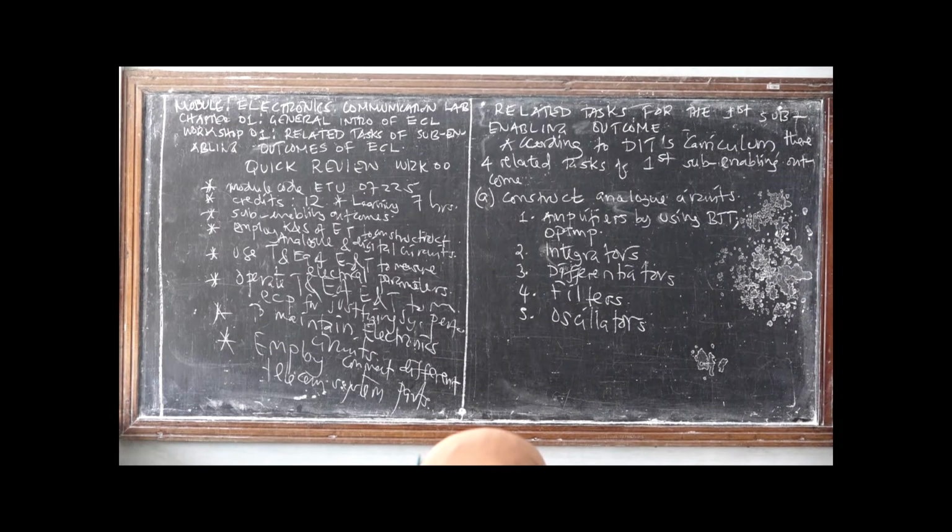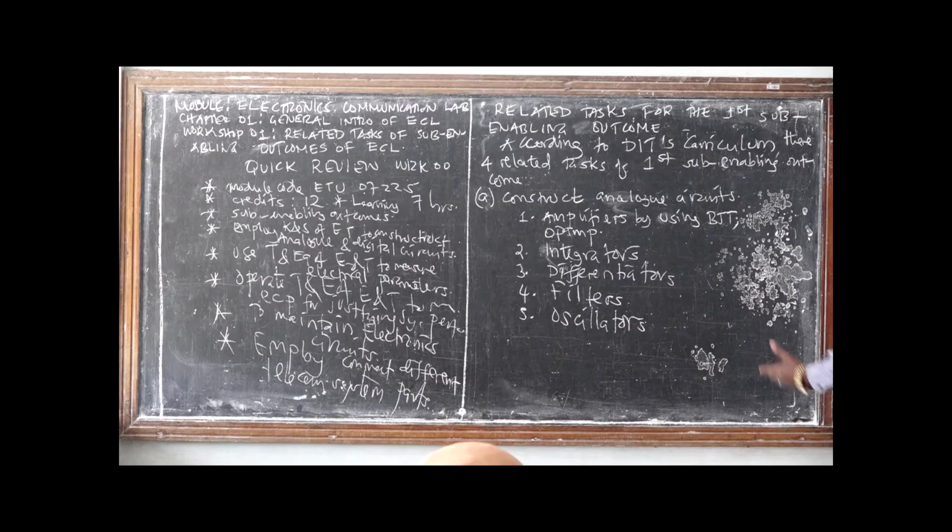The answer is either yes or no. Angelina, can we construct integrators by using bipolar junction transistor? Angelina said no. Samuel? No idea. Precious? No idea. We cannot construct integrators by using bipolar junction transistor. Why? You don't know the reason. Shadrach? No idea. Okay. Simply, we cannot construct integrators by using bipolar junction transistors.